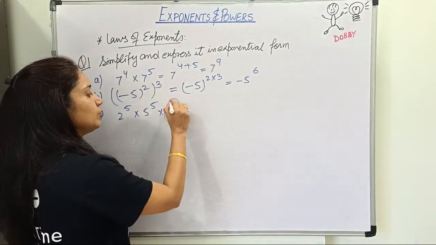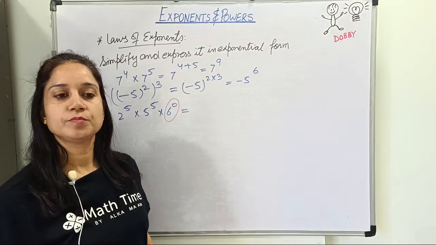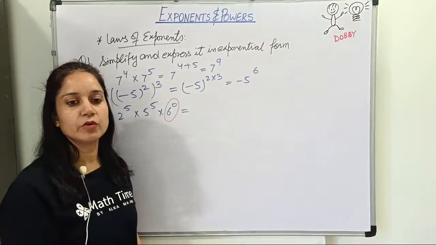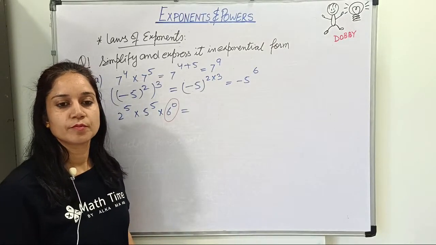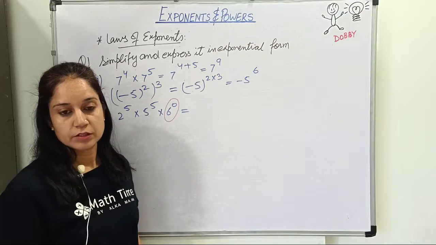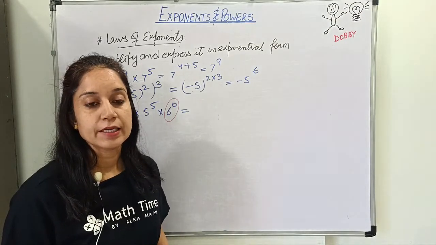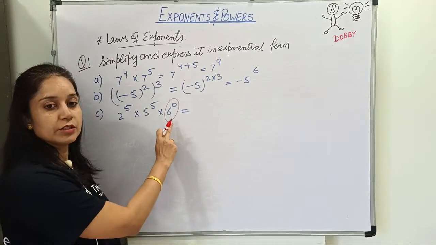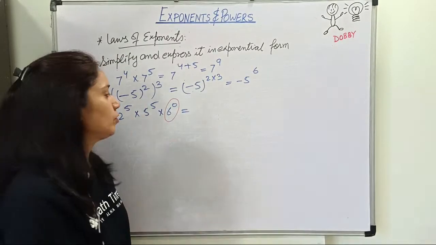A rational number with power 0 is equals to? First tell me this. A rational number with power 0 equals to? Fourth law. 0 as an exponent. Yes, Avipsa correct, Manya correct. It is equals to 1. So 6 raised to the power 0 is equals to 1.